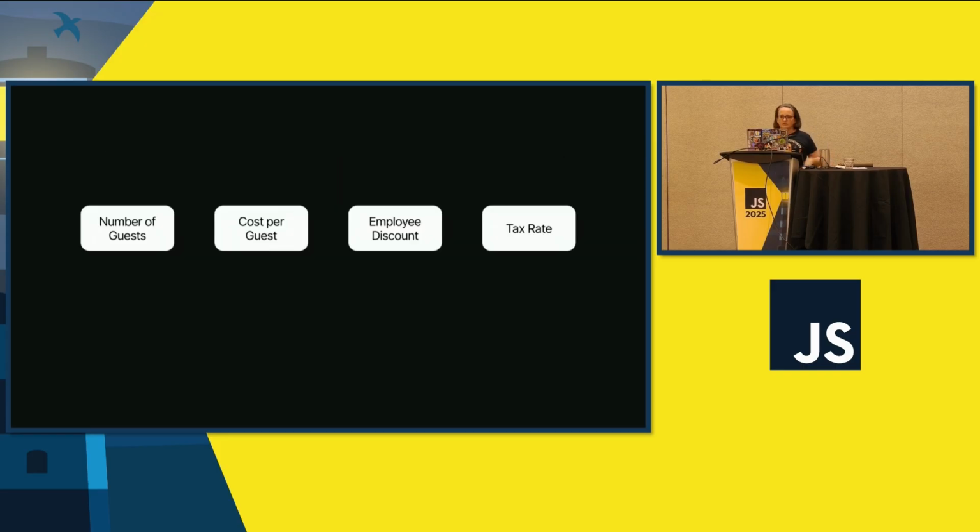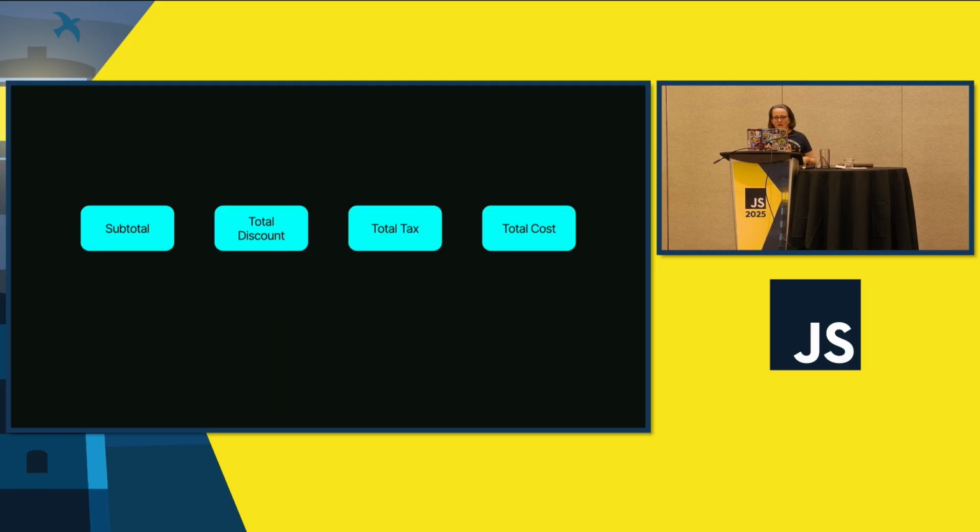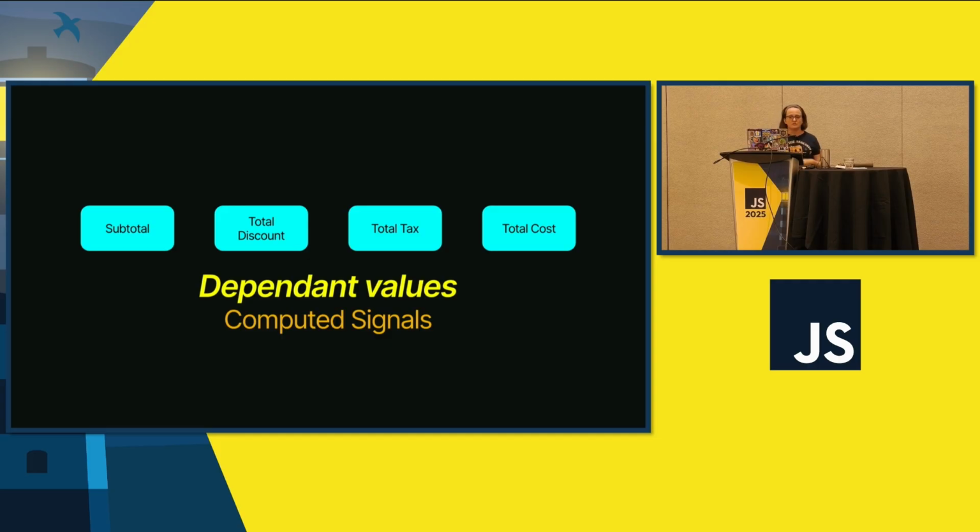So if we look at our example of our little spreadsheet, we've got our declared values. These are our writable signals, right? These are the values where we declare the number of guests, the cost per guest, employee discount, tax rate. These are the things that I might change. And then we have the properties that are dependent values. These are the computed signals. These values change as those writable values change.